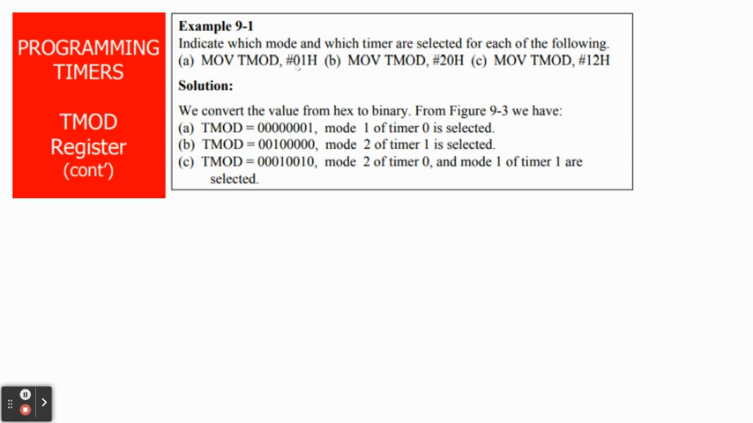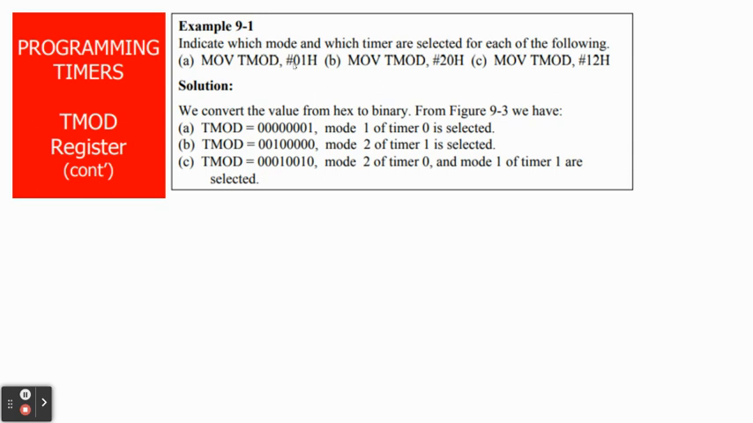Therefore, it's one digit 0 here, but actually that's hexadecimal 0. So in binary, it will be 0000. And then the number 1 here in binary will be 0001.